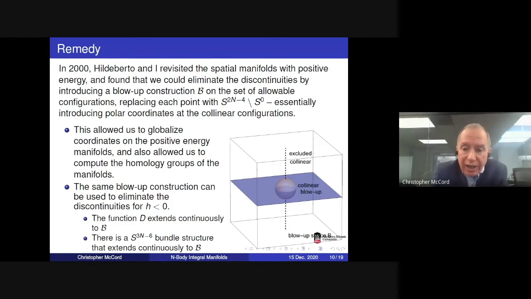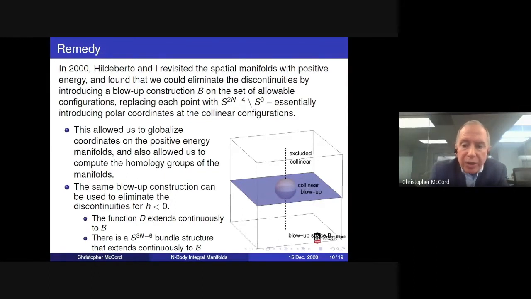In the work I did after my visit with Hildeberto, I was able to show that we could use the same construction to manage all of the complexities around collinear configurations for negative energy. So if you think of this blow-up construction, again, the function y was discontinuous from different directions of approach. It turns out that adding this in is just what you need to obtain finite, well-defined limits from every direction of approach.